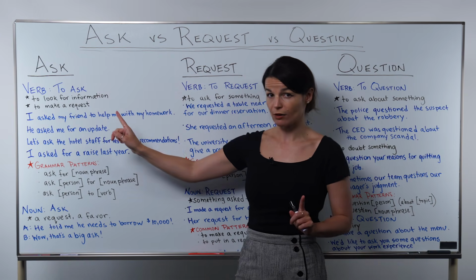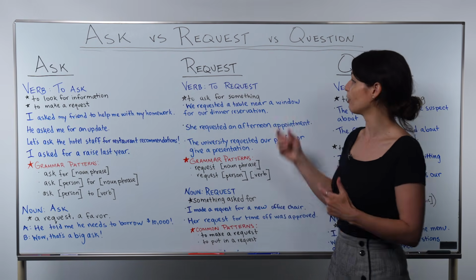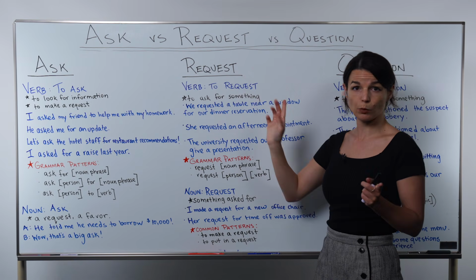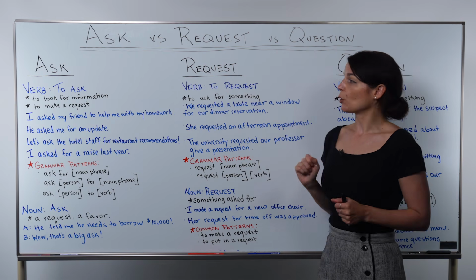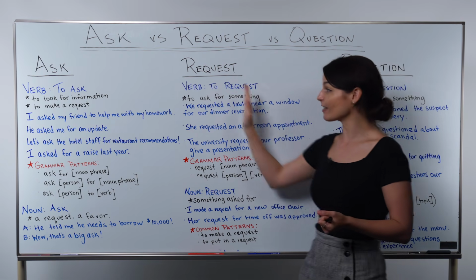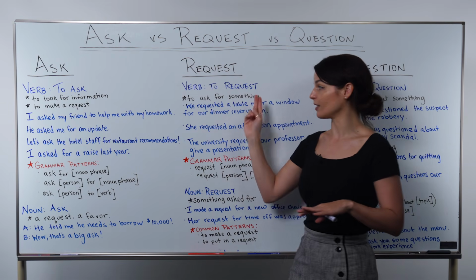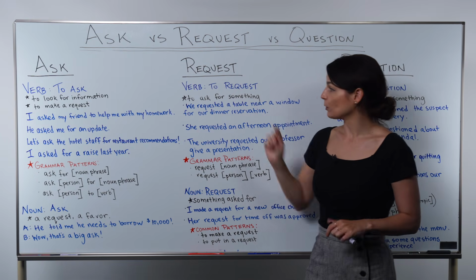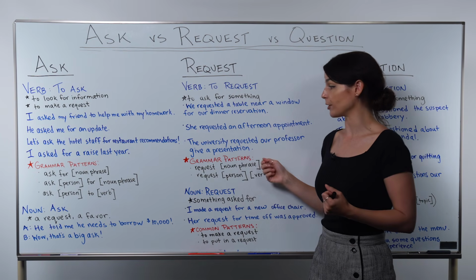I want to compare this now to the verb request. So let's take a look at the verb form of request, and then we'll look at the noun form as well. So verb, to request. To request means to ask for something. So there is some overlap. There are some similarities in how we use these two verbs, right? So let's take a look at the example sentences, and then we'll look at the grammar patterns we use with this verb too.